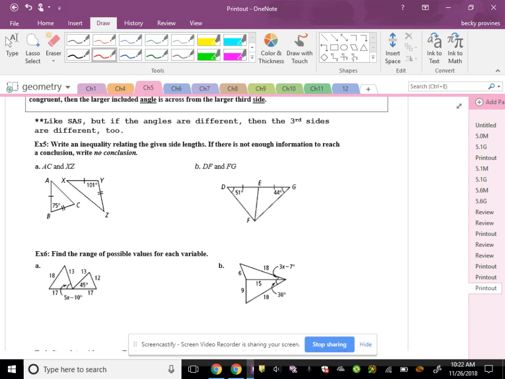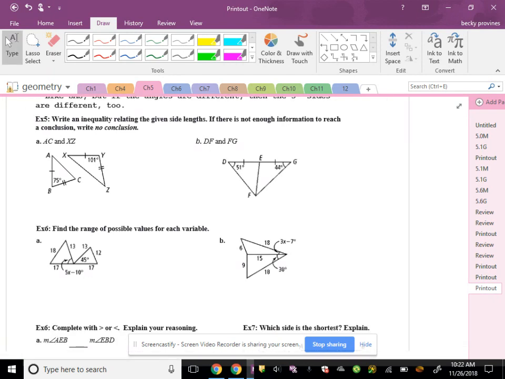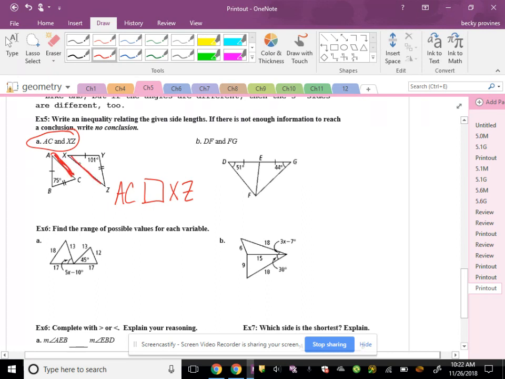Okay, example 5. Write an inequality relating the given side lengths. So what you're going to do is you're going to say, now I'm looking right here, AC and XZ. You're going to put a greater than, less than, or equal to in there. That's all you have to do. So find AC and find XZ, and you're going to look across. Always look across. Across from one is 75, and across from the other is 101. Of course, the 101 is bigger, so that means XZ is bigger. That's it.